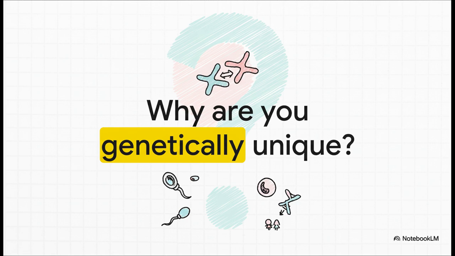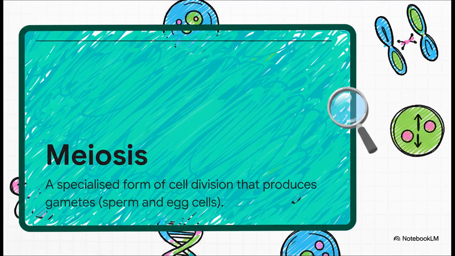And the answer to why? Well, it's all down to a process your body perfected eons ago. And that process, it's called meiosis. Now, this isn't just any old cell division. It's a super specialized form that's all about making gametes, sperm and egg cells. You can think of it like biology's ultimate card shuffle. It's the engine that creates all the amazing genetic diversity we see everywhere.